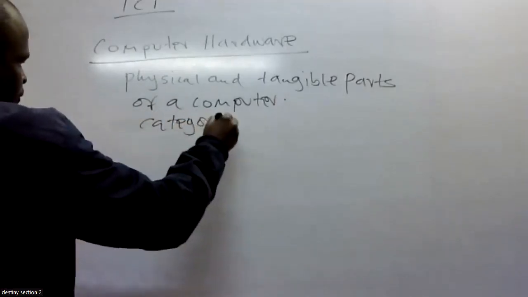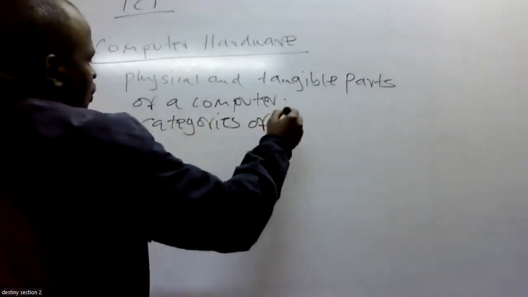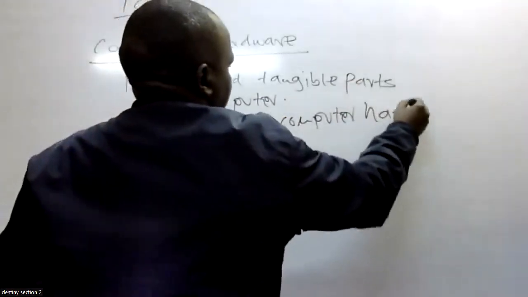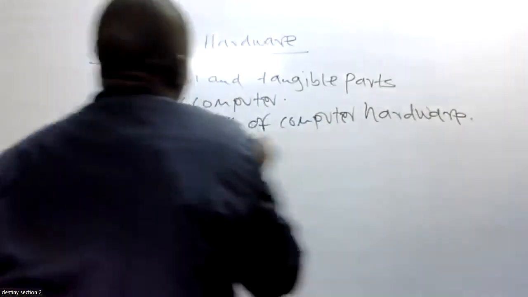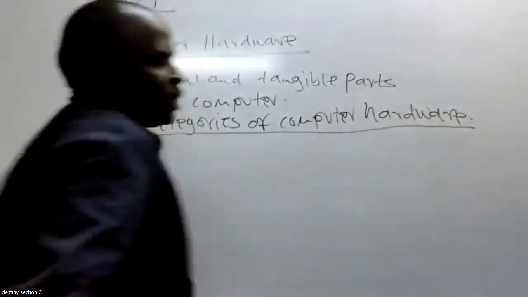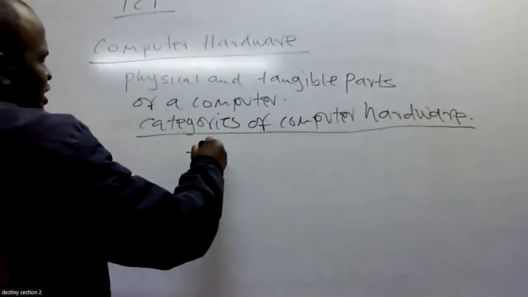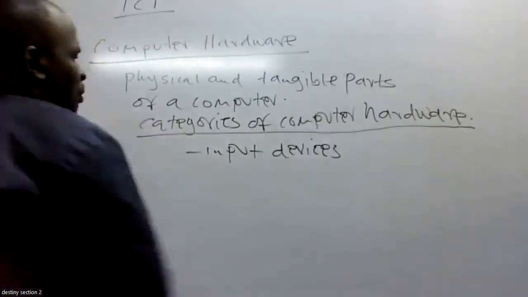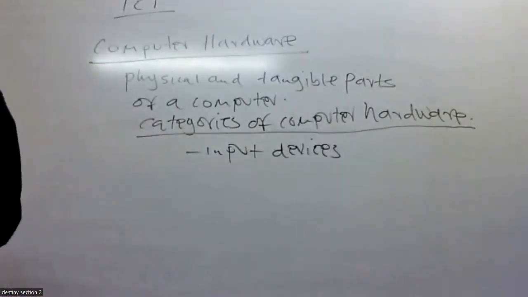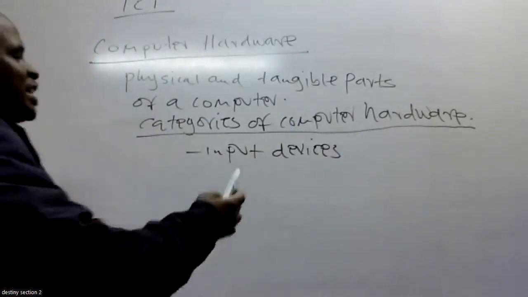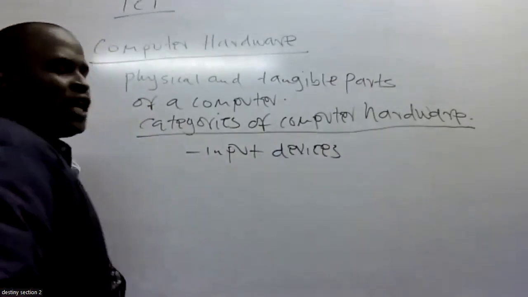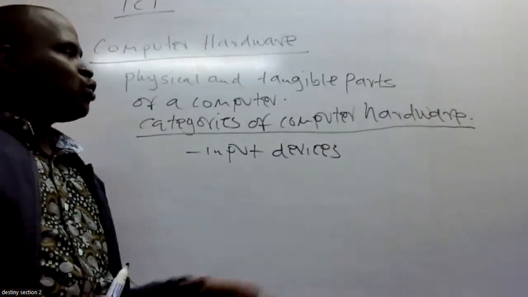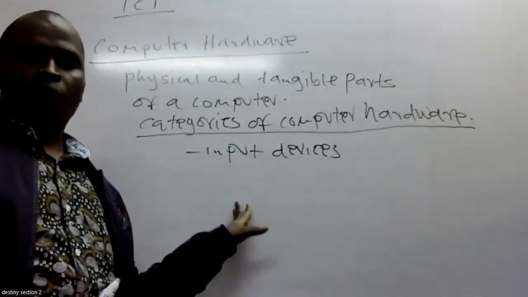Categories of computer hardware. So computer hardware has been categorized into what? One, we have the input devices. What do I mean by input devices, students? These are the devices we use to feed in, or in other words, to enter the data and instructions to our computers.